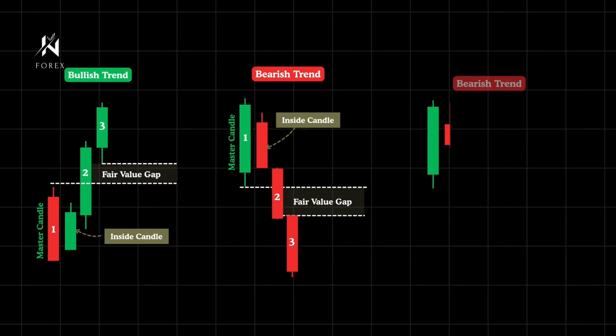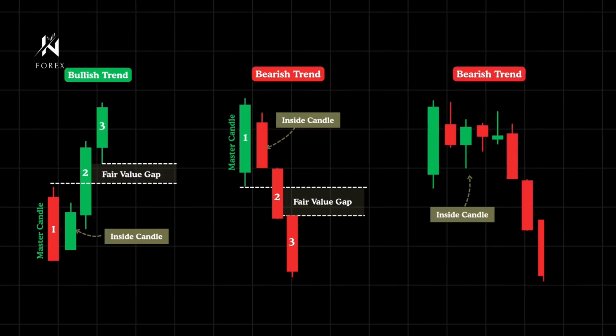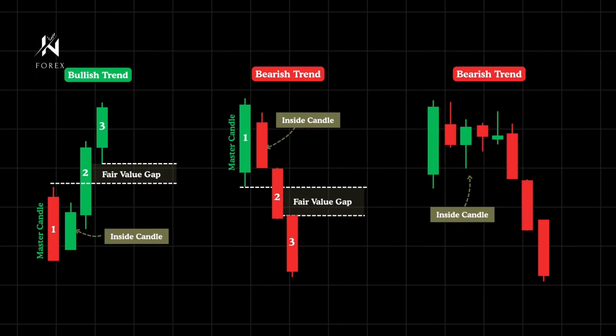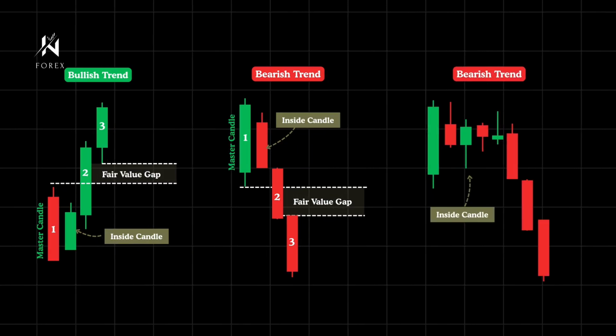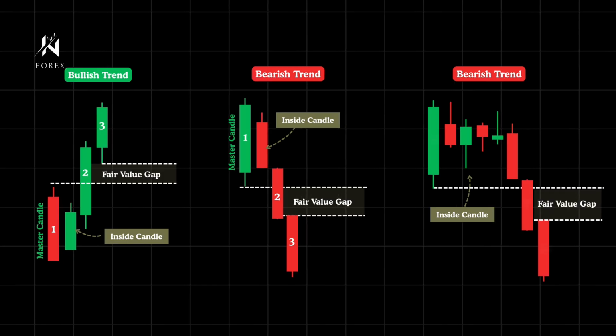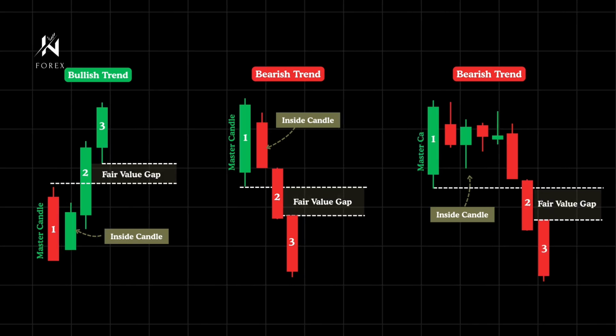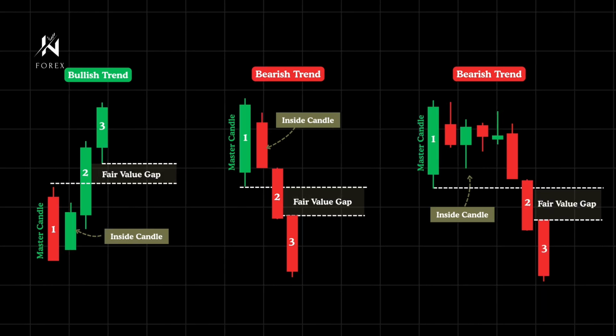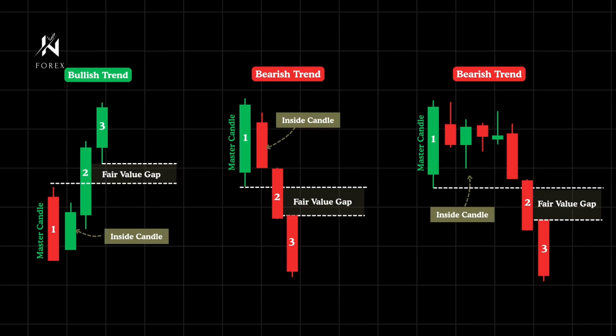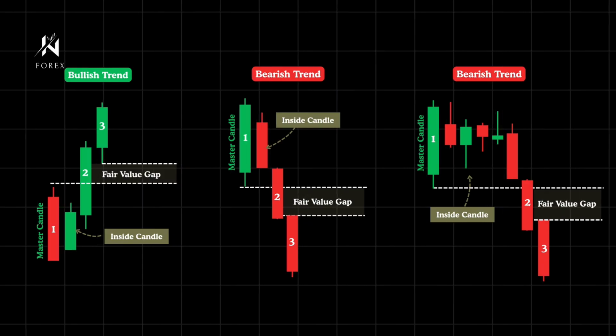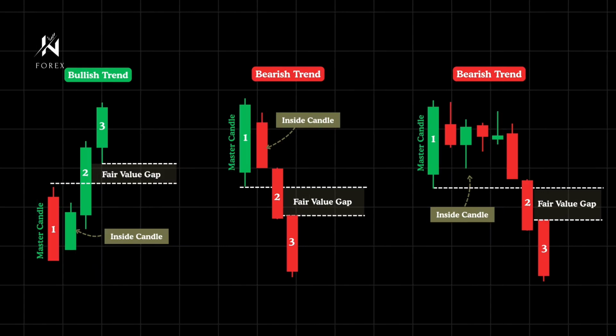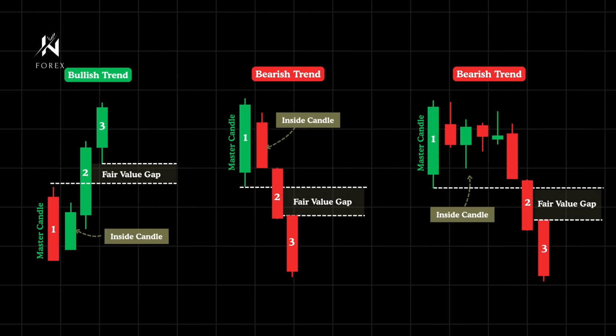At times, several small inside candles may form within a large candle on the chart. Even in this case, the fair value gap should be drawn considering the highest and lowest points of the master candle. Only when you apply this method properly while plotting the fair value gap will you achieve strong results. Let's now move forward to identify which fair value gaps are valid and which are invalid.